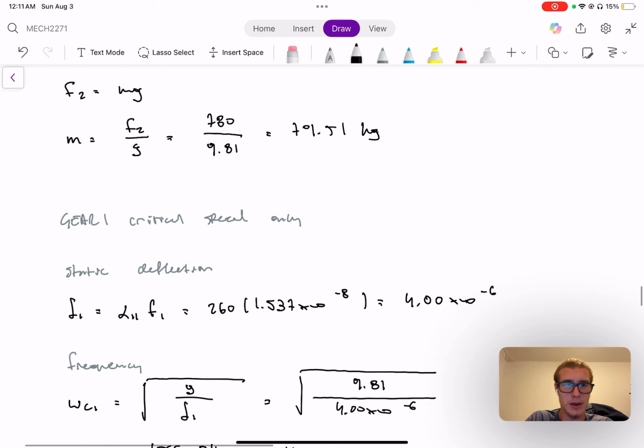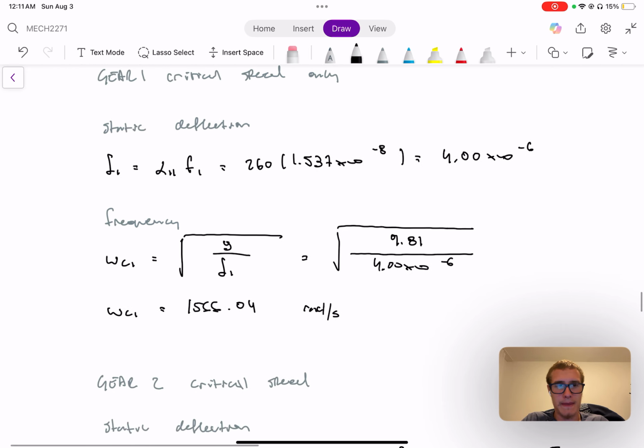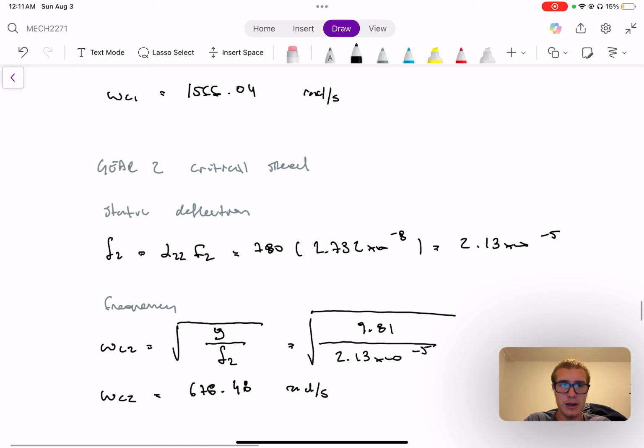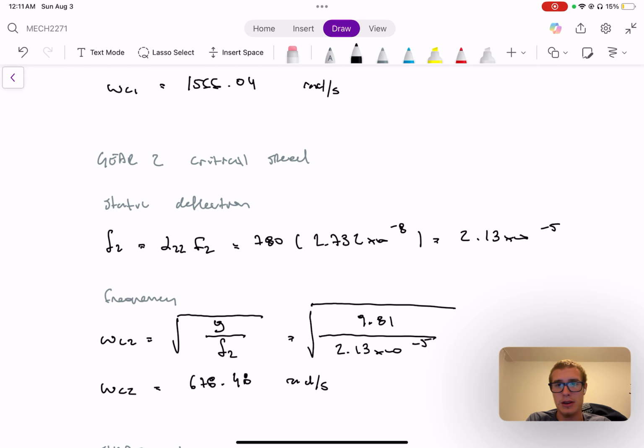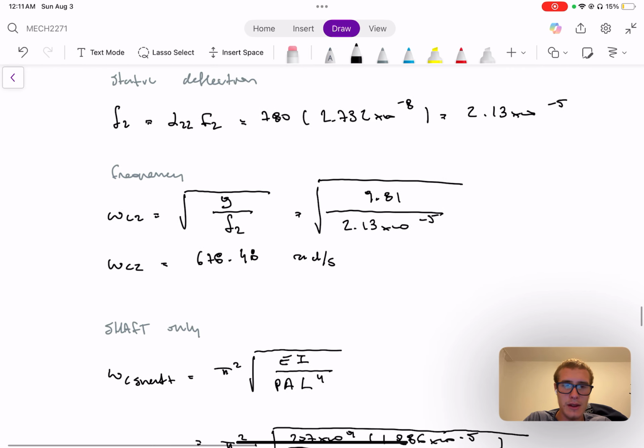For the gear 1 critical speed, the static deflection is given by alpha 1 1 times the force 1. We plug in, and we get that number. The frequency is given by this formula, where we plug in the static deflection that we previously calculated, and we get the critical speed 1, which is this number. Same thing for the gear 2 critical speed, but we use the alpha value for gear 2 only, and we use the force for gear 2. Plug that into the formula for the frequency.